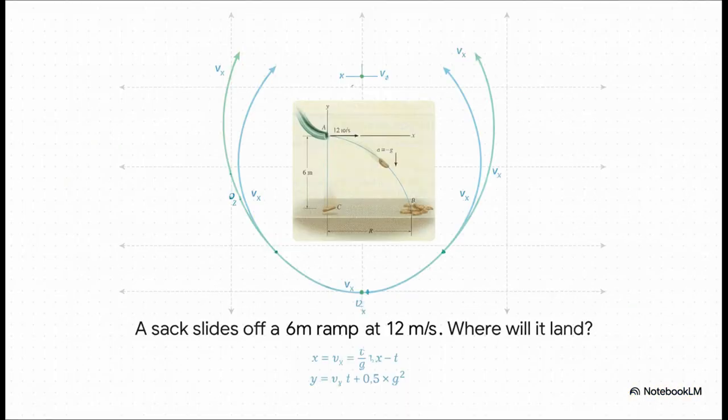All right, here's our scenario. We've got a sack, and it slides right off this ramp that's 6 meters high. When it leaves the ramp, it's moving perfectly sideways, horizontally, at 12 meters per second. The big question is, where is it going to land? How far away from the base of the ramp, that distance r, will it hit the floor?